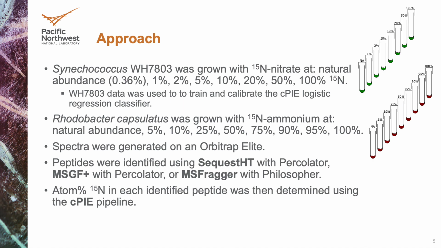The phototrophic purple bacterium Rhodobacter capsulatus was grown in media with 15N ammonium at natural abundance, 5, 10, 25, 50, 75, 90, 95, and 100 atom percent 15N. Peptide samples were separated on a capillary C18 column for 3 hours, and spectra were generated on an Orbitrap Elite in data-dependent acquisition mode. Peptides were identified using Sequest with Percolator in Proteome Discoverer, MSGF Plus with Percolator implemented in OpenMS, or MS-Fragger with Philosopher in the command line. Atom percent 15N in each identified peptide was then determined using the CPI pipeline.